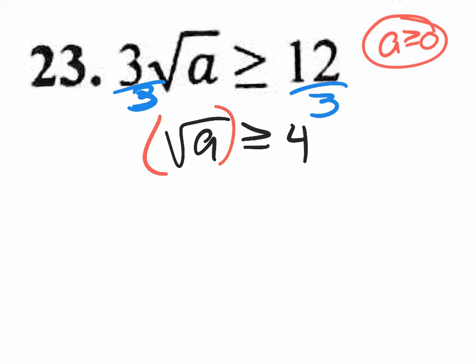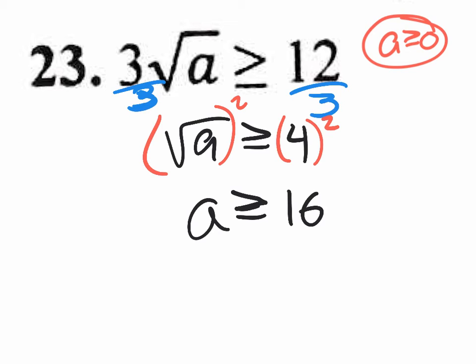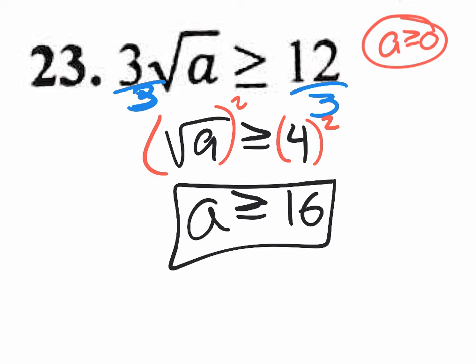How do I get rid of the square root? Square. What I do to one side, I do to the other. I end up with a is greater than or equal to 16. That's my other answer. So this one's a special case. I should have done this one. I'm sorry. Why do I say it's a special case?